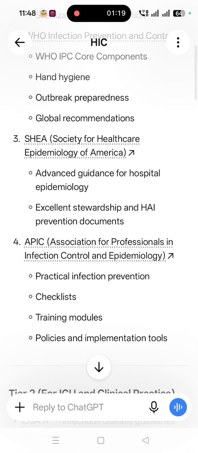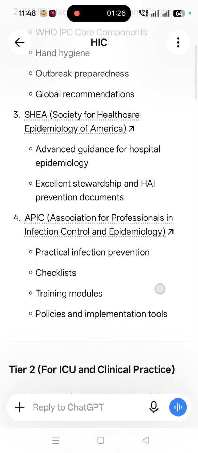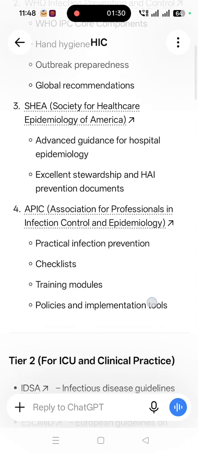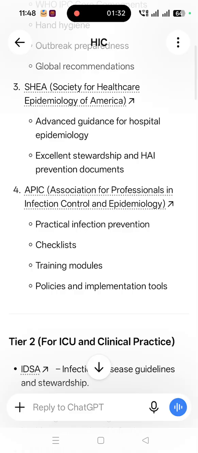Then comes the SHEA, that is Society for Healthcare Epidemiology of America. Here you can learn about advanced guidance for hospital epidemiology. Excellent stewardship and HAI prevention documents are also there. So it is from America.